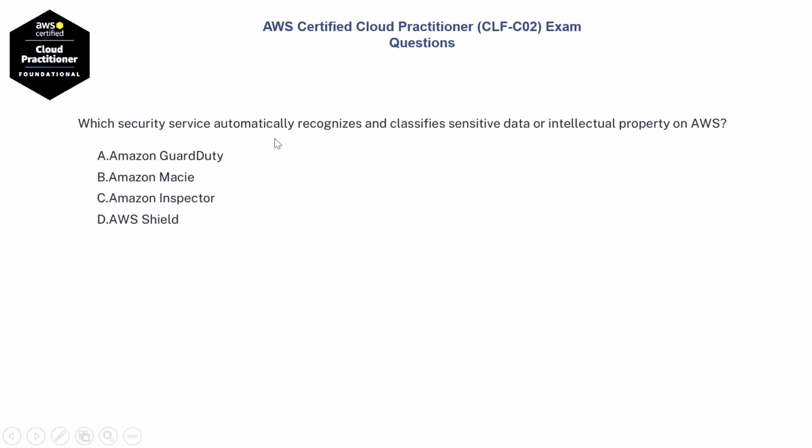Which security service automatically recognizes and classifies sensitive data or intellectual property on AWS? Option A, Amazon GuardDuty. Option B, Amazon Macie. Option C, Amazon Inspector. Option D, AWS Shield. The right answer is option B, Amazon Macie.